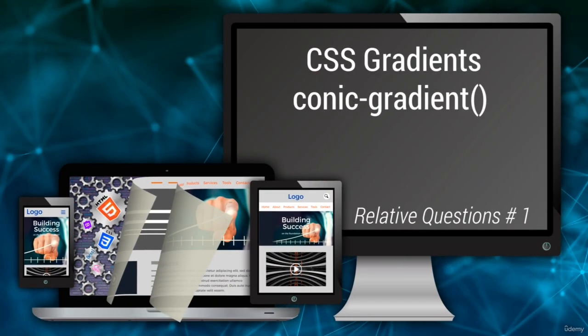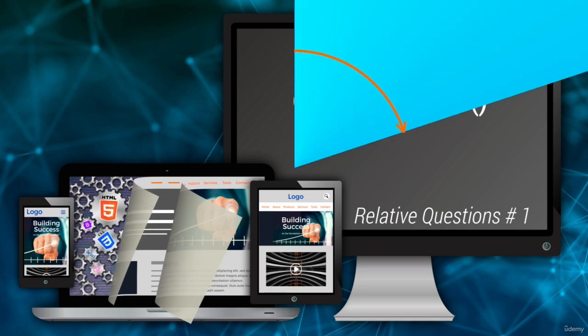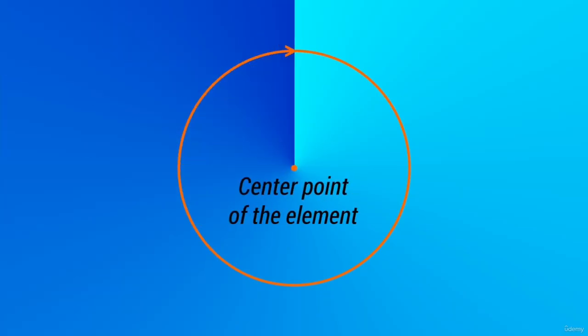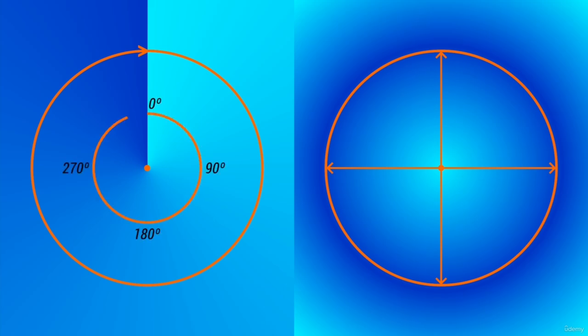The conic gradient function creates a gradient that is rotated around the center of the element. It is similar to radial gradient and uses the center of the element as its source point. In conic gradient, the colors get spread equally around the center point, as you can see. The color which is generated in radial gradient emerges from the center of the element, while in conic gradient, the color is placed around the element from the center. The gradient rotates from 0 degree to 360 degree by default.